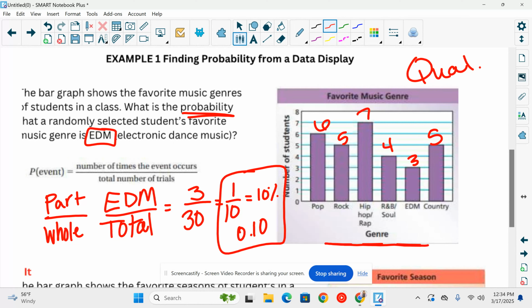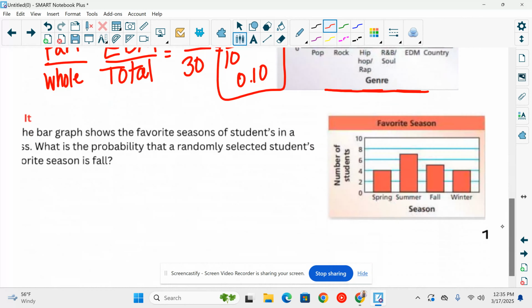There's a 10% chance that a student would pick EDM as their favorite genre of music. It's very unlikely for them to pick that. What's the most likely to happen? Hip hop. Okay.